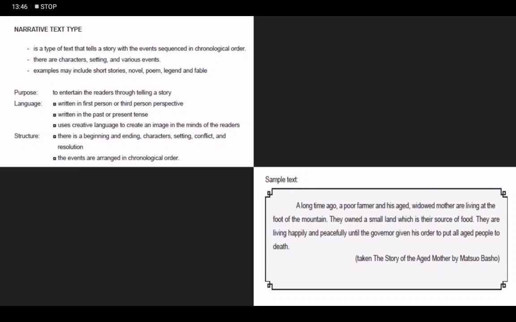It is sequenced in chronological order. And the goal is to entertain the readers. I hope that narrative text type is already clear with you now.